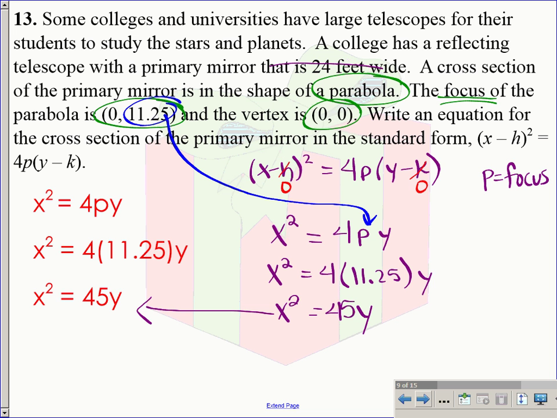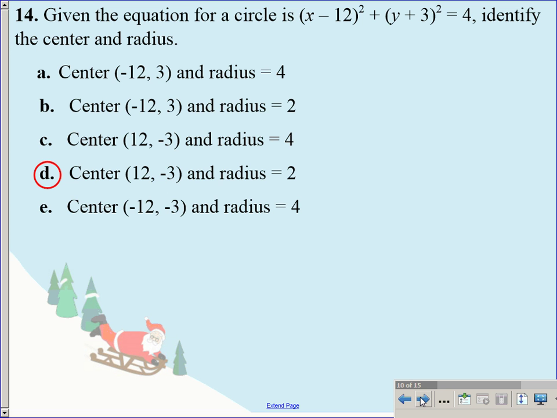Okay? Number 14 says, given the equation for a circle is x minus 12 squared plus y plus 3 squared equals 4, identify the center and the radius. So you know that this is your h and your k. What you have to remember is that you're set equal to r squared.